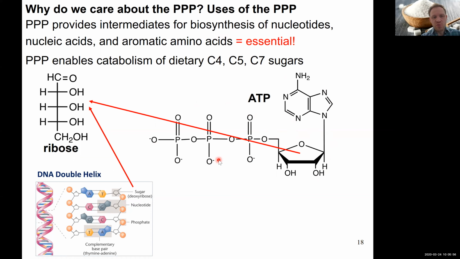The same is true for your DNA. Your ribose is right here holding the nucleotide bases in place, combined with these phosphate groups. So you must make ribose to maintain the formation of your nucleotides.